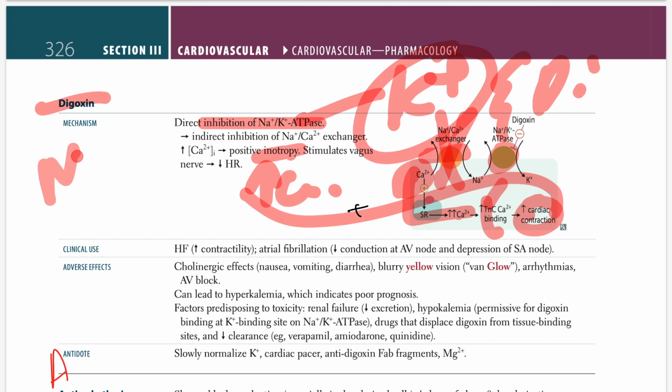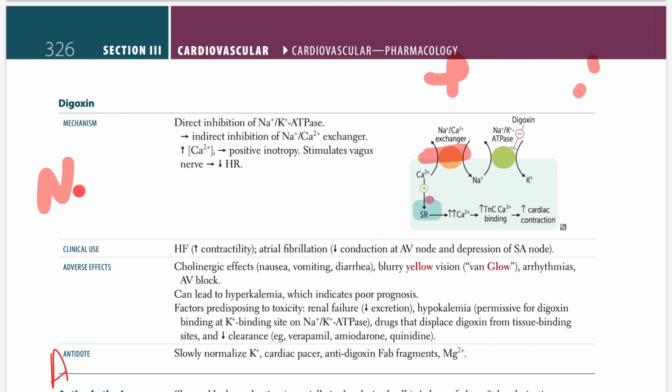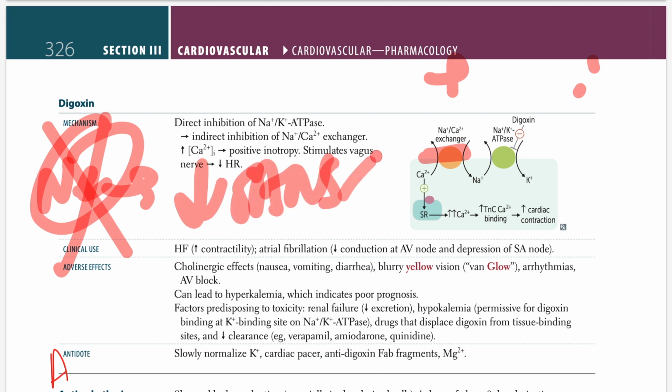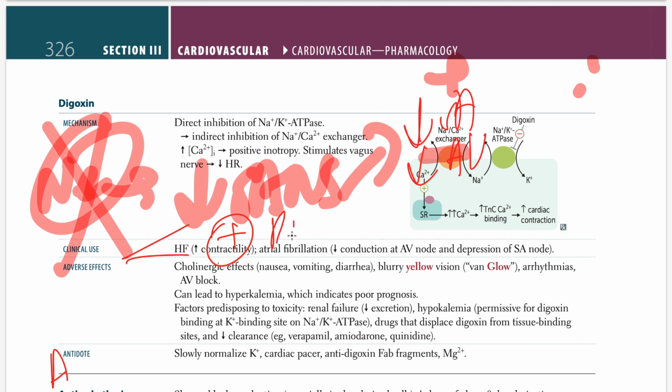The same sodium potassium channel is also present in the neuronal tissues. When you inhibit the sodium potassium ATPase in the neurons, that's going to decrease the sympathetic nervous system, which is going to decrease SA and AV nodal conduction, and that is also going to stimulate the parasympathetic nervous system, and that will give you a decrease in heart rate as well as a decrease in conduction at the AV node.